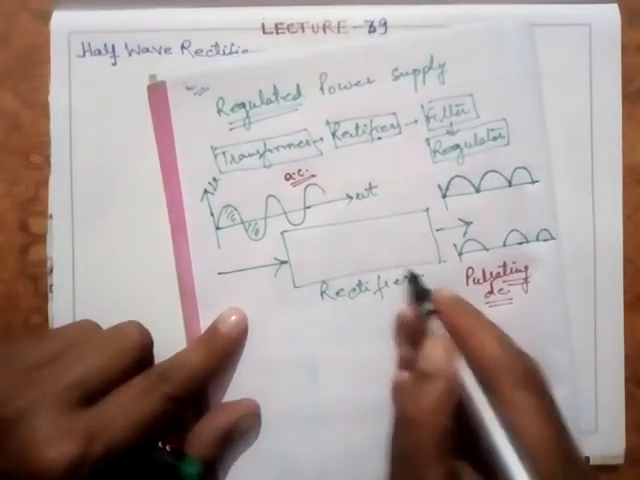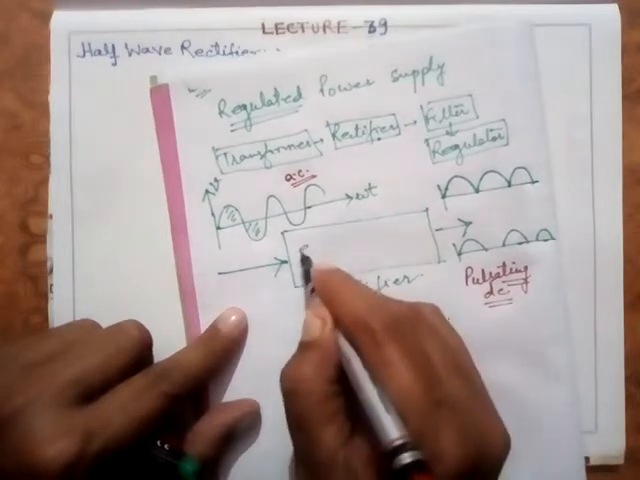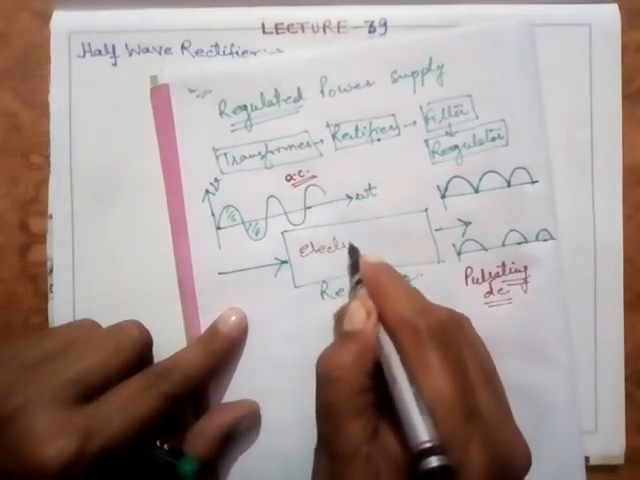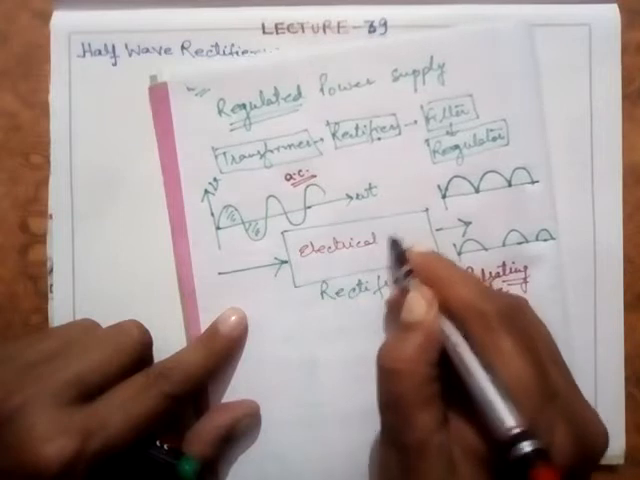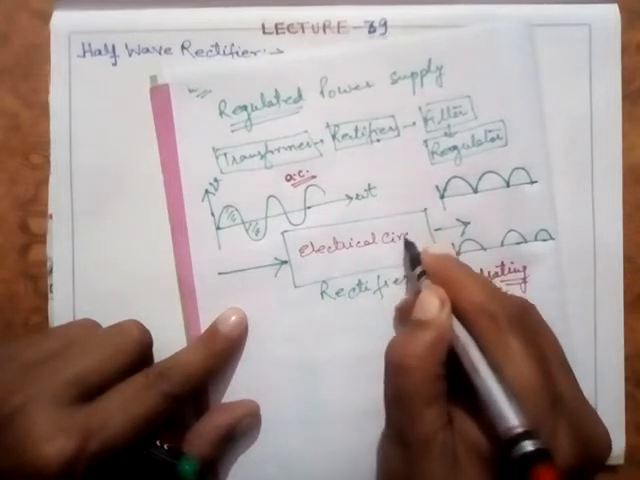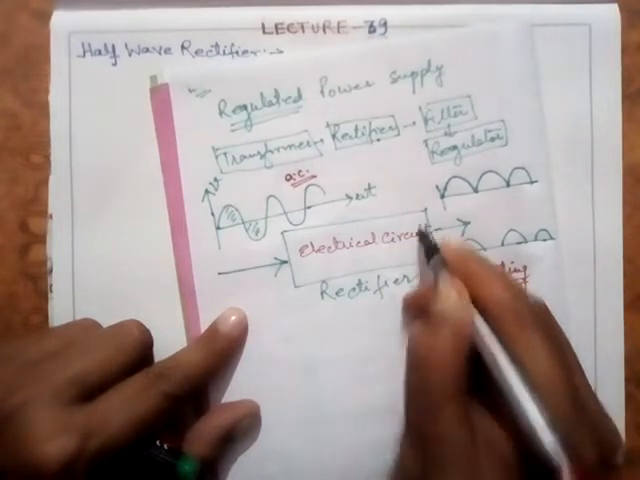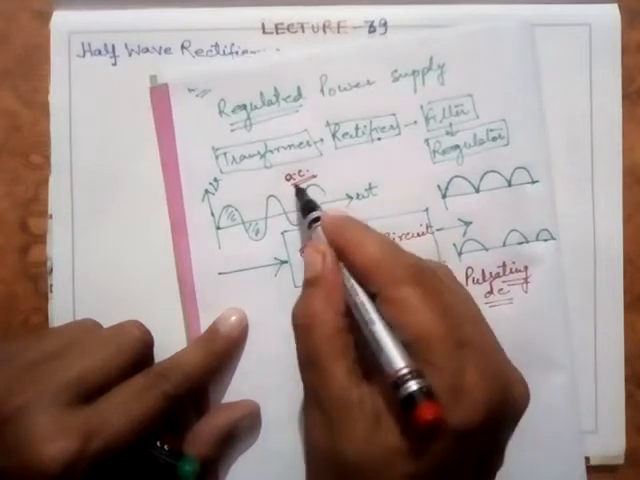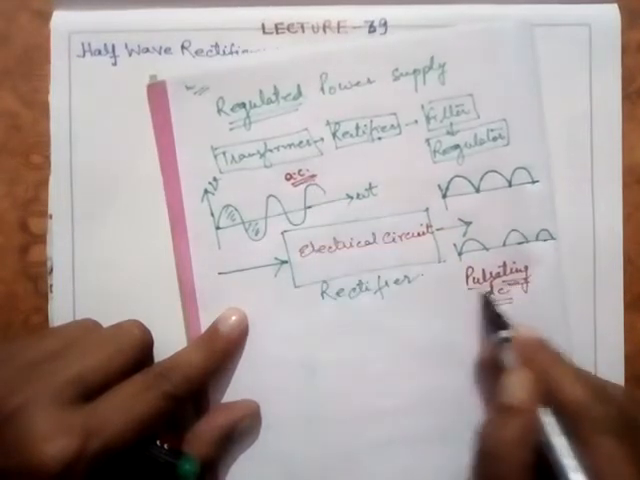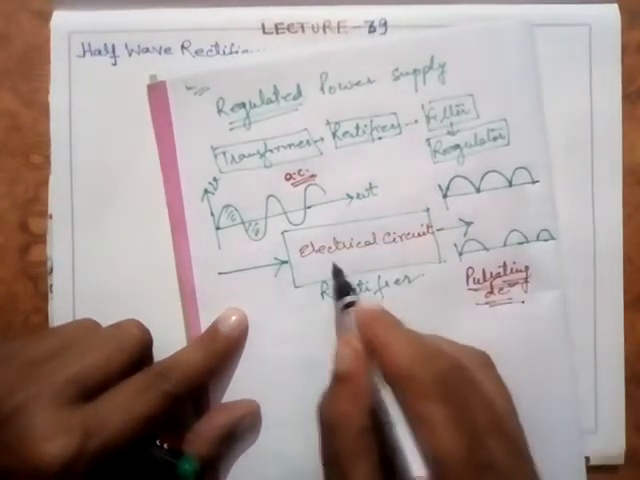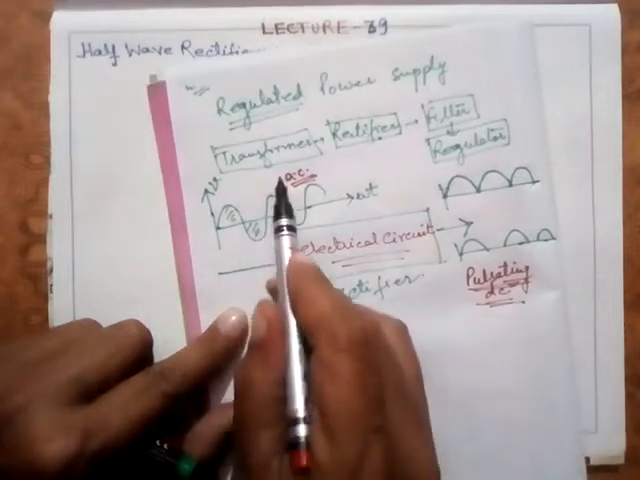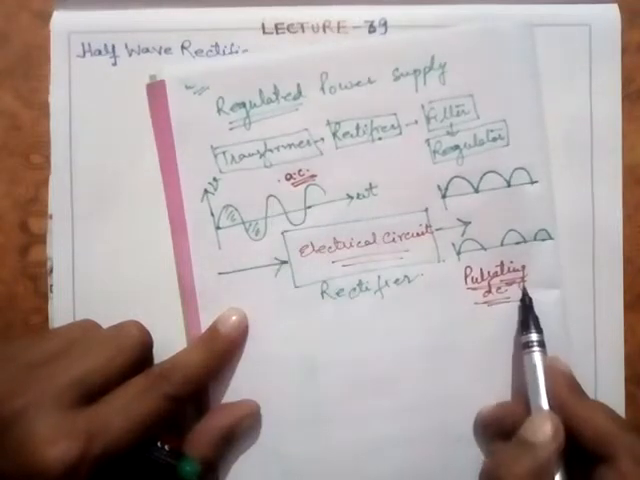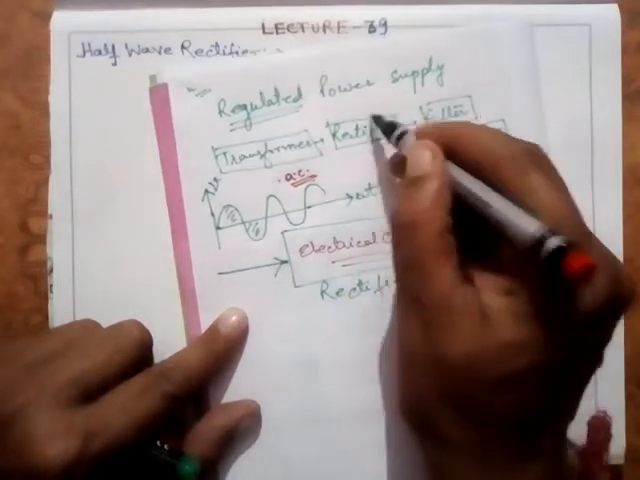So now if I define what this rectifier is, we said that a rectifier is an electrical circuit which converts AC into a pulsating DC. An electrical circuit which converts an AC into a pulsating DC is called a rectifier.